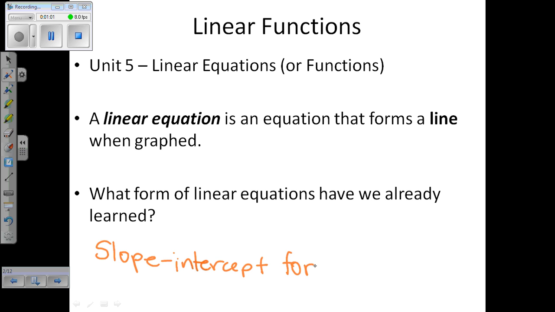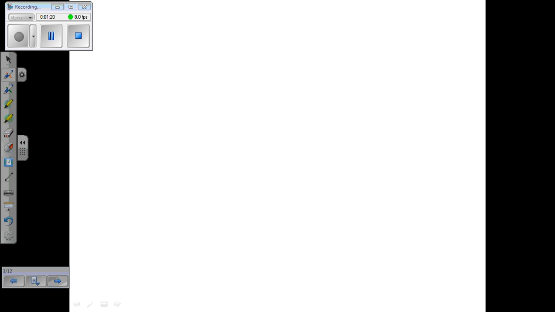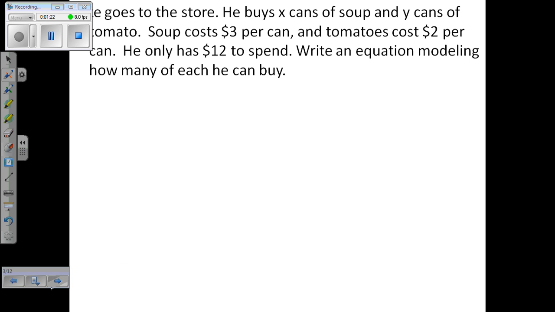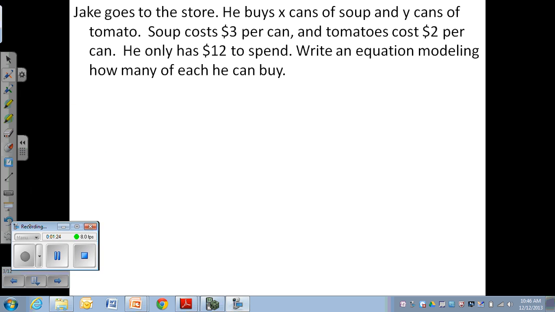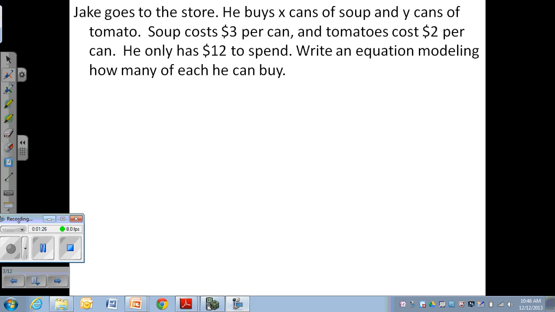And if you recall, slope-intercept form was y equals mx plus b, where m is the slope and b is the y-intercept. There are 2 other forms of the equation of lines that we're going to talk about in this unit. The first one is going to be standard form. Standard form is most often used when we start with a word problem, so that's what we're going to try first.